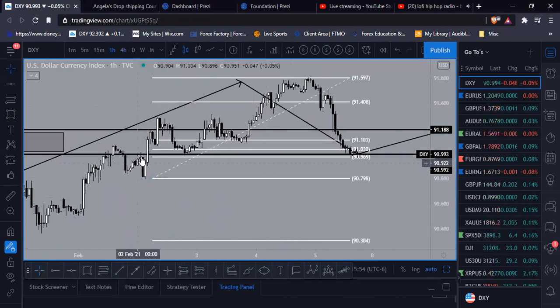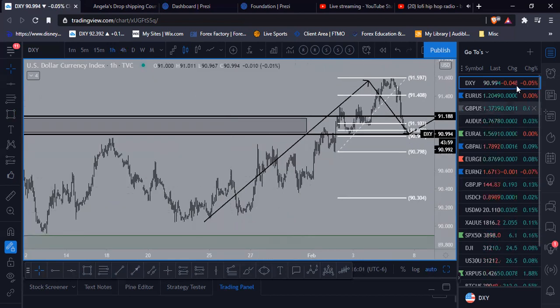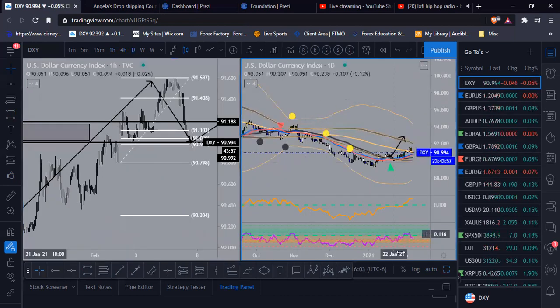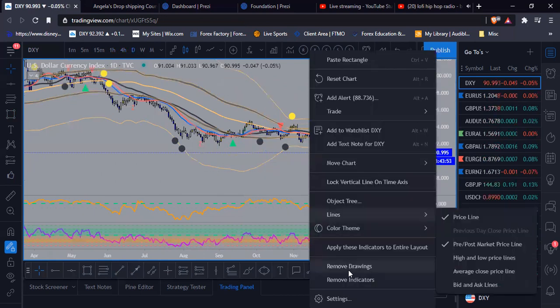Yeah, basically kind of the same thing right here. Because like I said, this is where it took off, consolidated, pressed to the upside. So that's for the DXY with just regular technical analysis. Let's go ahead and look at arbitrage and see what arbitrage is talking about.